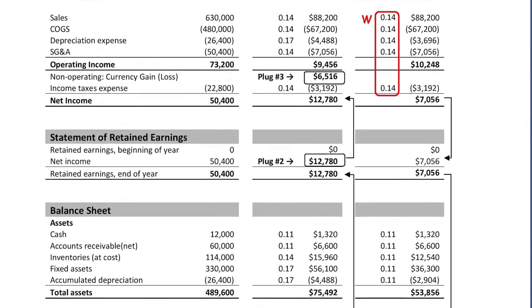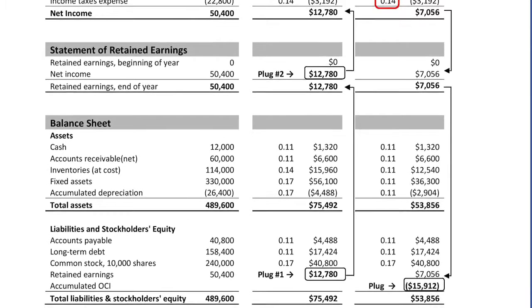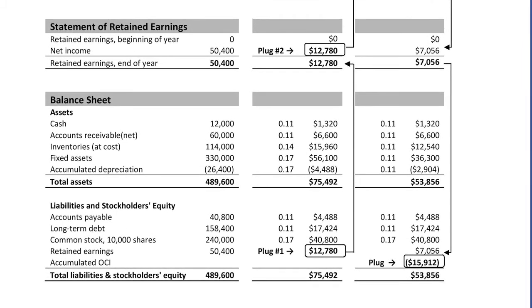This gets us to net income of $7,056, which flows into the statement of retained earnings. And then the ending retained earnings flows into the equity section of the balance sheet. Now looking at the balance sheet, for assets and liabilities, we're going to use the year-end exchange rate of 11 cents. So put a box around all those year-end exchange rates and write Y. For common stock, we're going to use the historical exchange rate of 11 cents. So write H there.